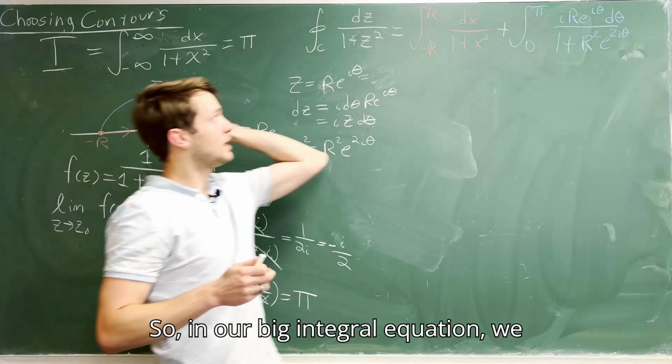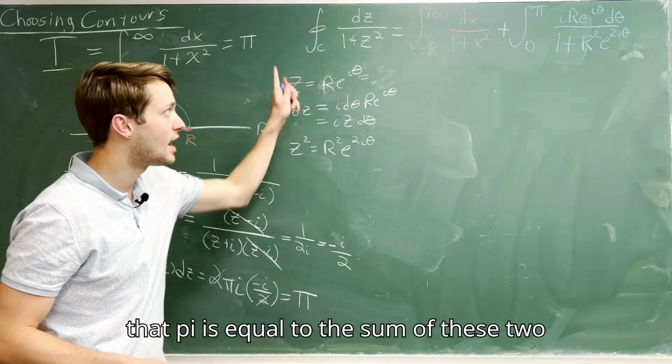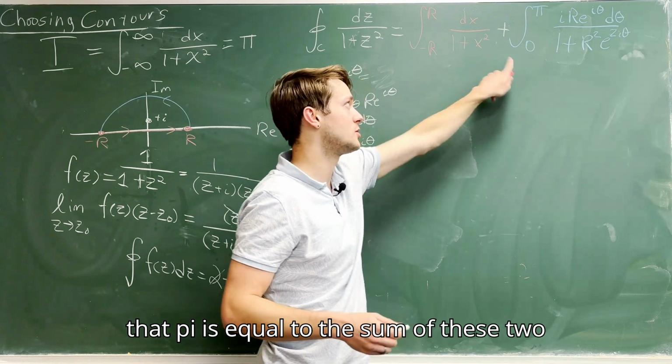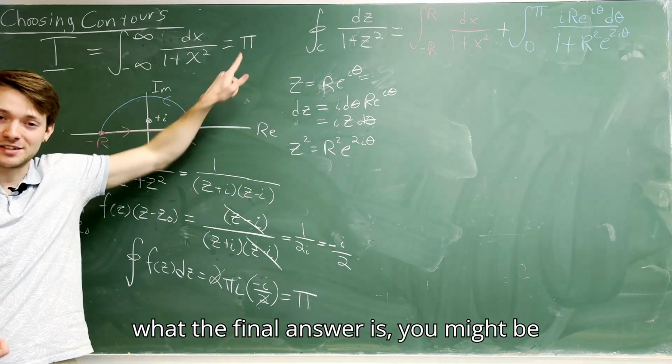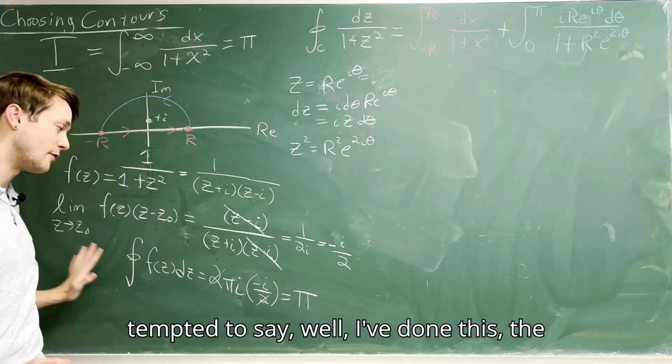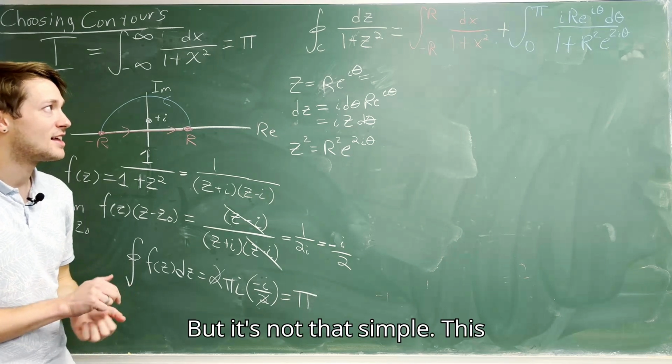So, in our big integral equation, we figured out the left-hand side. We know that pi is equal to the sum of these two integrals. Now, since we know what the final answer is, you might be tempted to say, well, I've done this, the answer is pi, that's how we get that. But it's not that simple.